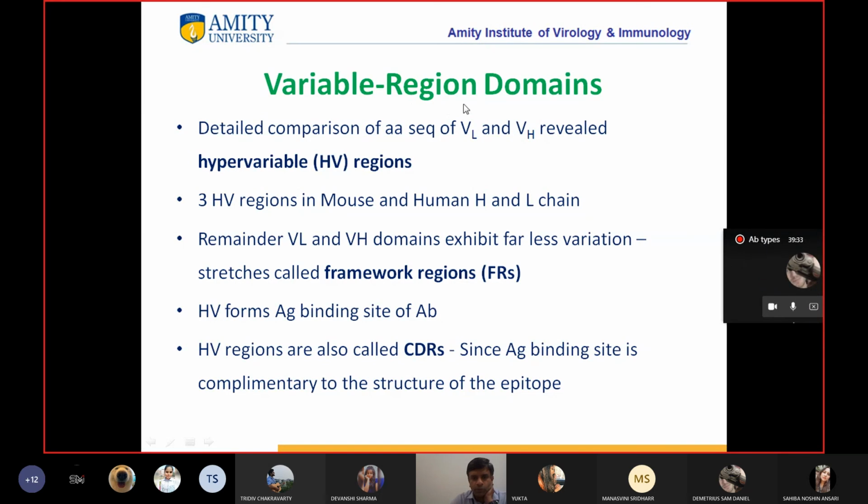Now coming to the variable region domain. Okay, so we have talked about the constant region, right? Now we are just talking about the variable region domain, the topmost domain from the amino terminus. Okay, so why is it called variable region? We need to understand this. A detailed comparison of amino acid sequences of variable light and variable heavy chain revealed hypervariable regions, right?